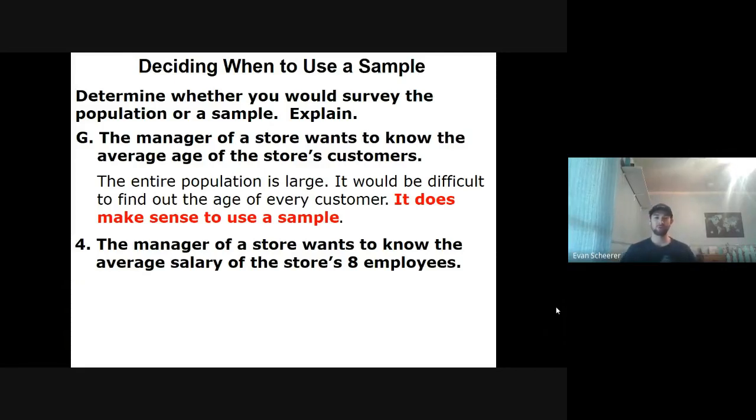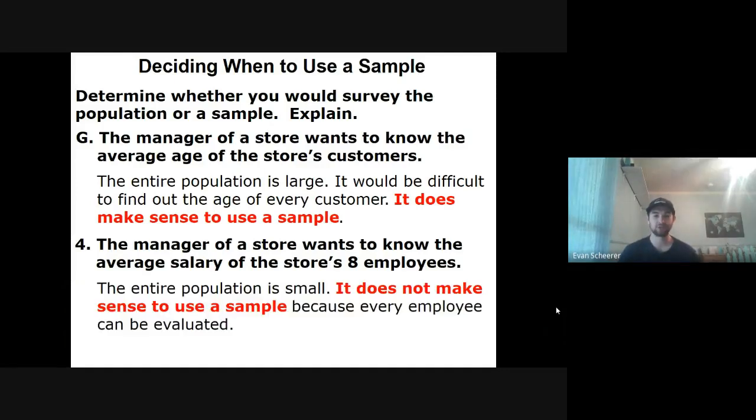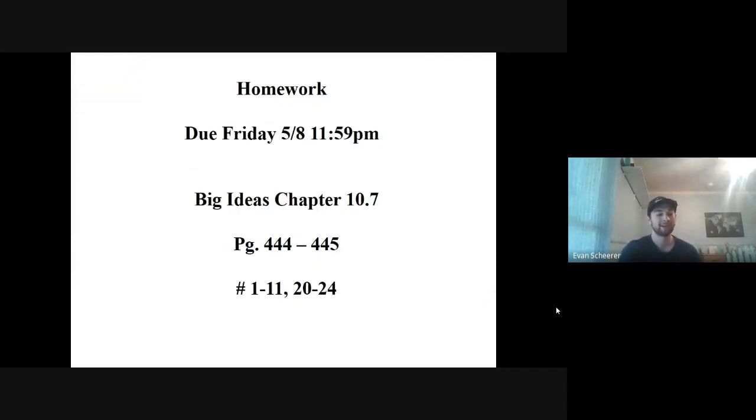The manager of a store wants to know the average salary of the store's 8 employees. There's only 8 employees. That's not that much. So it does not make sense to use a sample. It won't be as accurate. You can evaluate all 8 employees and take the mean or the average. You can do that.